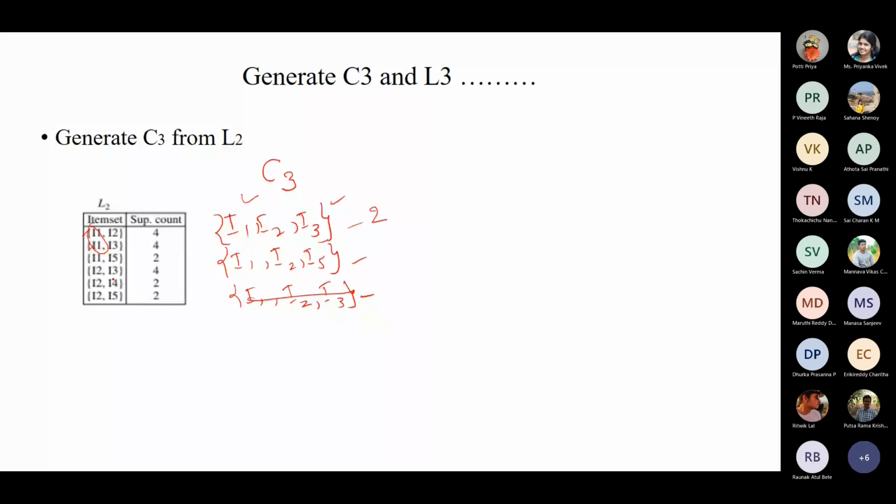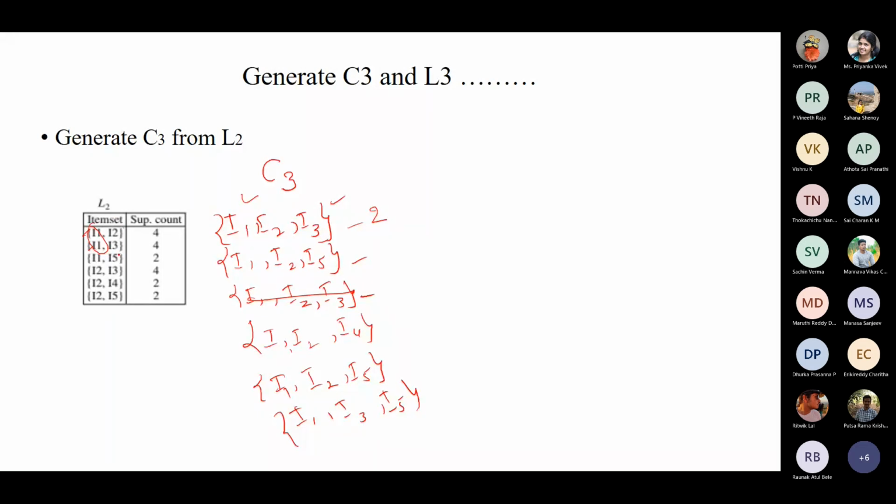Next, I1, I2 and I2, I4. What is the join step? I1, I2, I4. Next, I1, I2 and I2, I5: I1, I2, and I5. After this, go to the next step: I1, I3 and I1, I5 give I1, I3, I5. Like this, you compare and join the sets.